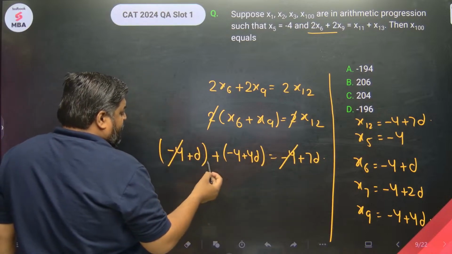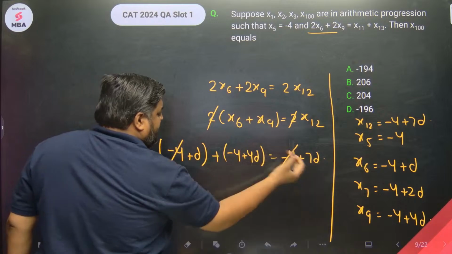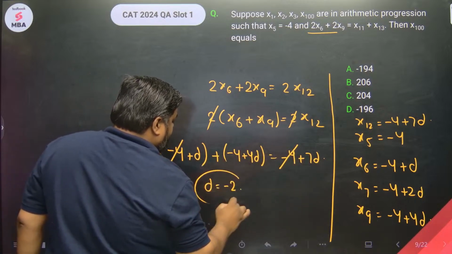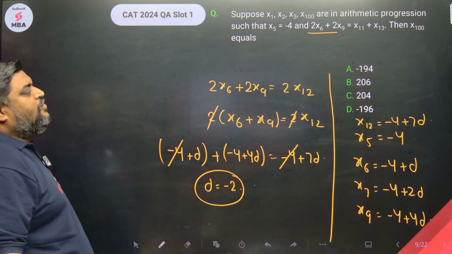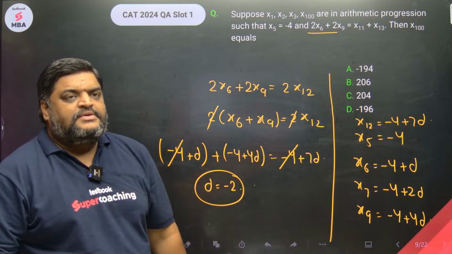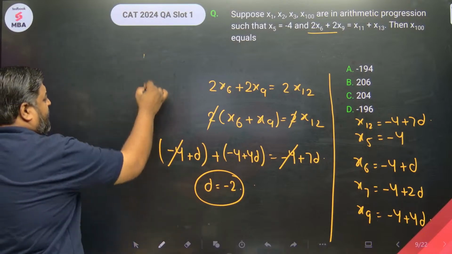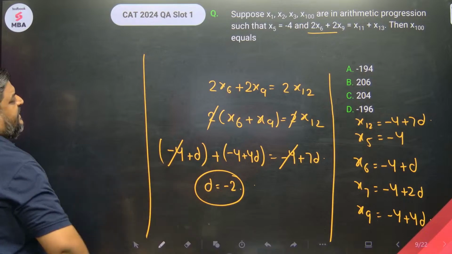-4 gets cancelled out. d plus 4d is 5d. On the other side it will be 2d. So d comes out to be -2. d comes out to be -2. Say yes sir. Very good. So I have d as -2.